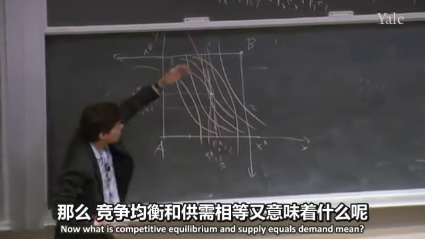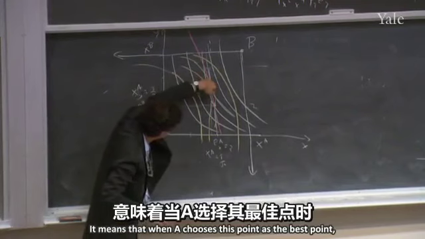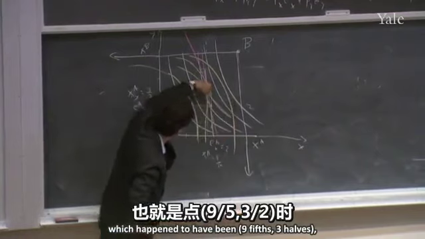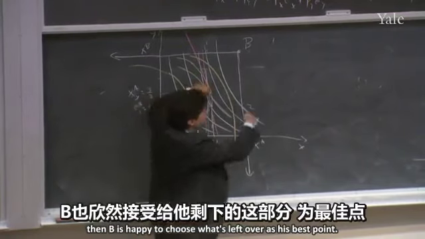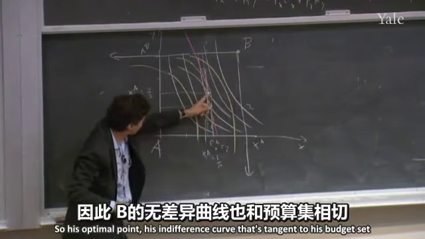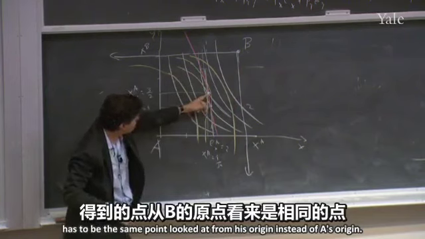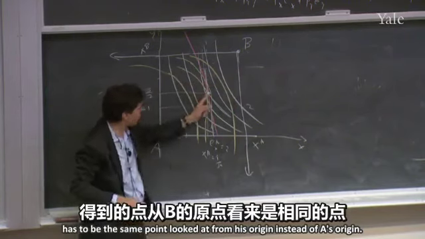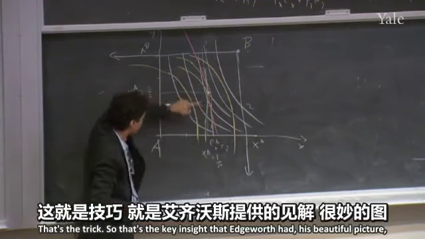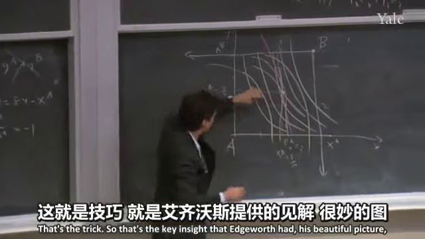Okay, and now what does competitive equilibrium and supply equals demand mean? It means that when A chooses this point as the best point, which happened to have been 9/5, 3/2, then B is happy to choose what's left over as his best point. So his optimal point on his indifference curve that's tangent to his budget set has to be the same point looked at from his origin instead of A's origin. That's the trick. And so now you realize that's the key insight that Edgeworth had, his beautiful picture.